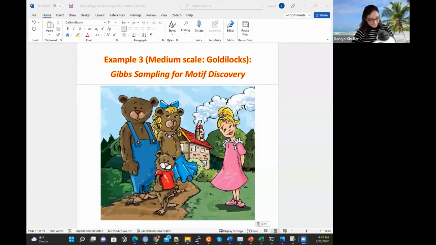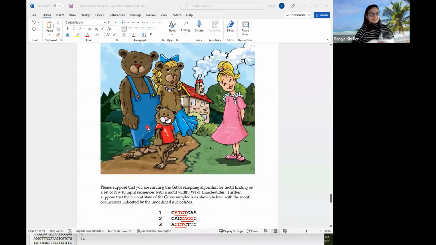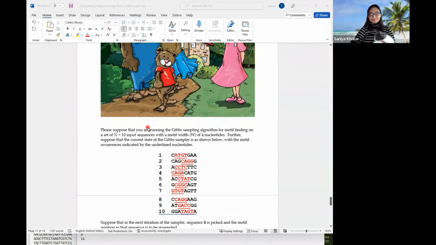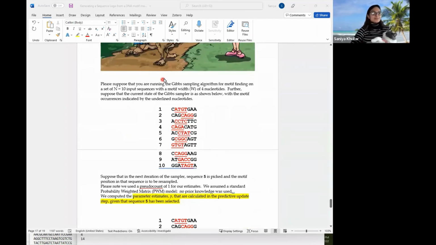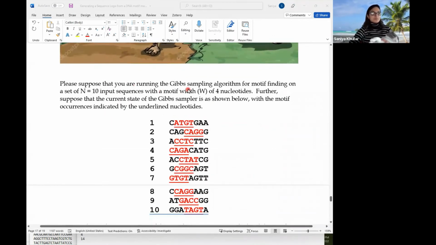So, Gibbs sampling for motif discovery. This is a direct problem that you have looked at too. This is the Goldilocks, having the middle, neither too big nor too small, just right. In this Gibbs sampling problem, suppose that you're running the Gibbs sampling algorithm for motif finding on a set of n equals 10 input sequences with a motif width, W, of 4 nucleotides. A, T, G, C are the nucleotides, but here the width is 4.